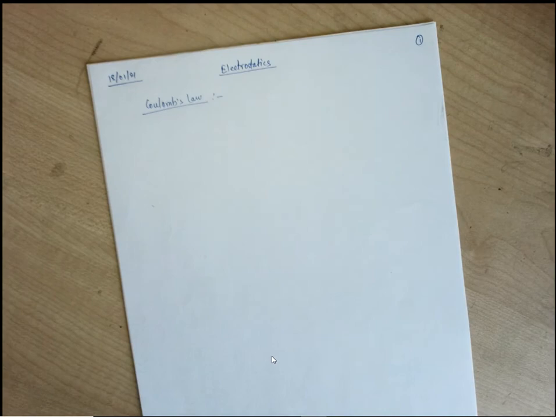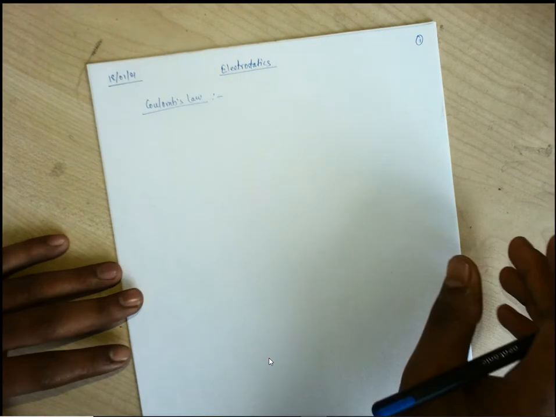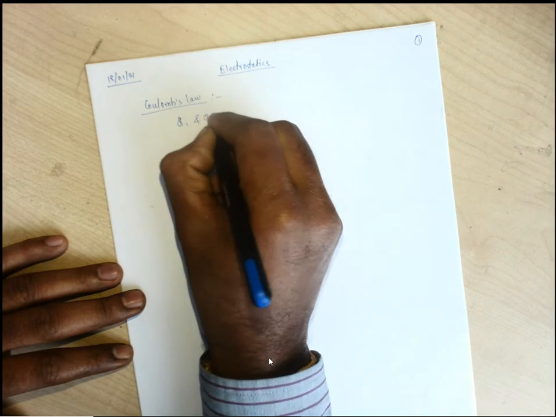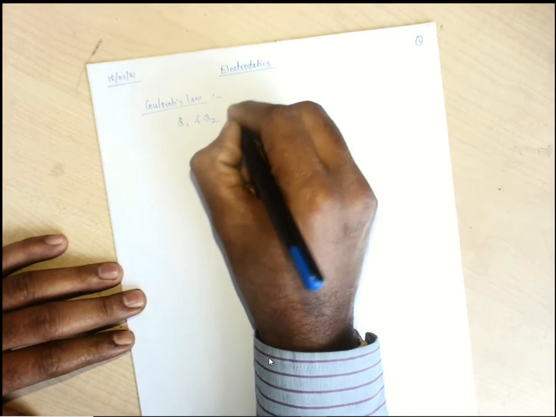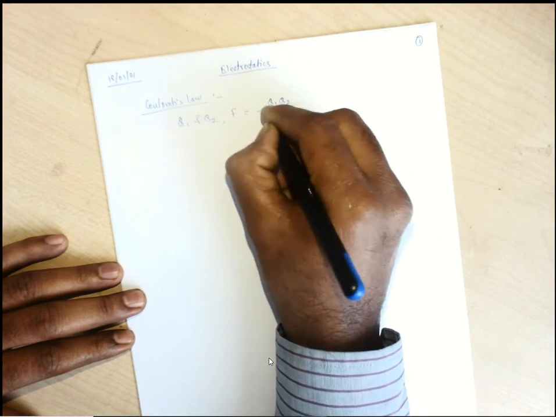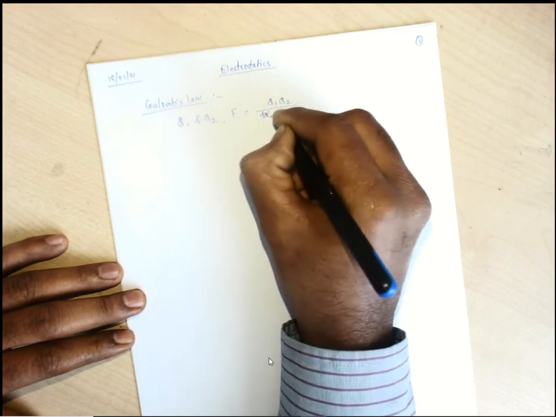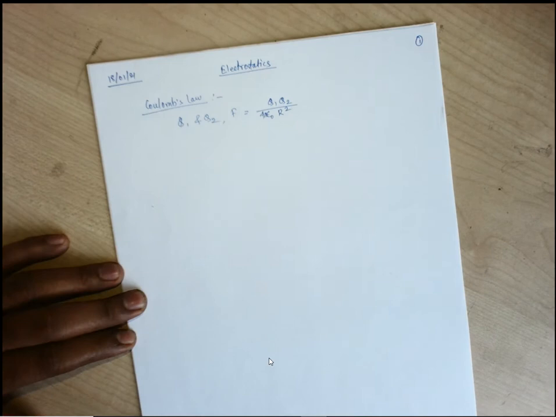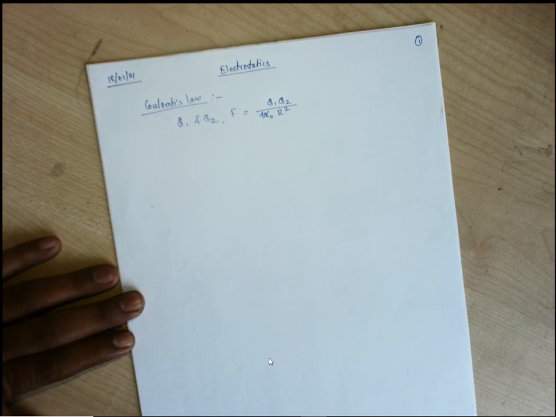So Coulomb's law relates the force acting between two point charges, right? We all know the theory regarding Coulomb's law and its mathematical expression, so I am not going into that. I am just writing the force acting between the two point charges Q1 and Q2. The most generalized expression is F equals Q1 Q2 by 4 pi epsilon naught r square, right? r is the distance between the two point charges.